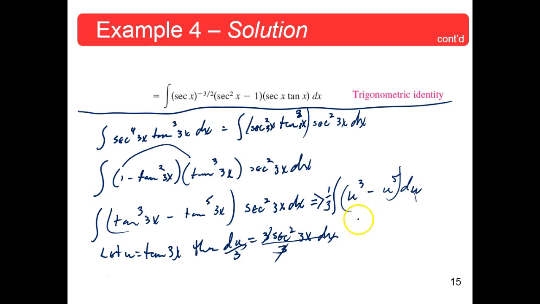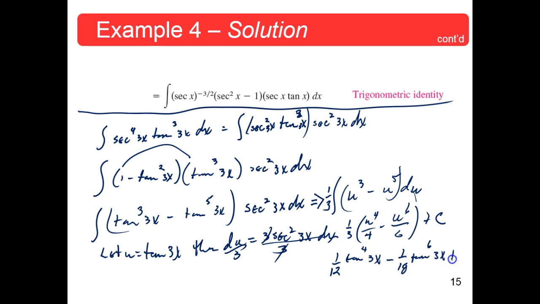And what would that be? U to the fourth over 4 plus u to the sixth over 6 plus c, and then that would be a 1/12, and just plugging in what it is, tangent fourth 3x plus 1/18 tangent to the sixth 3x plus c. And that, I think, is exactly what they got in the book.